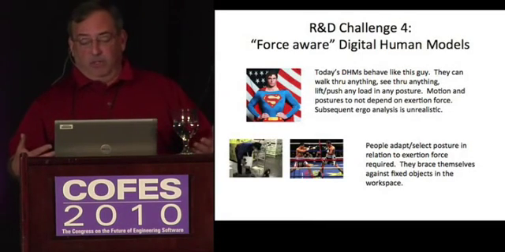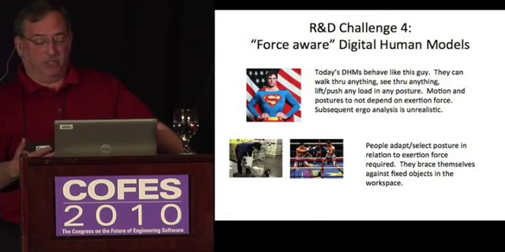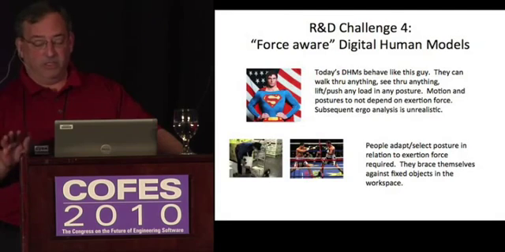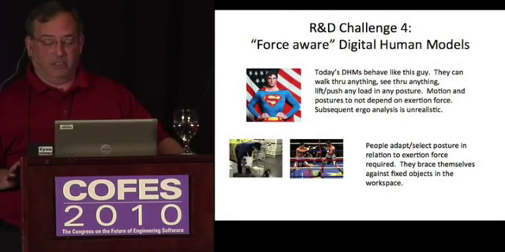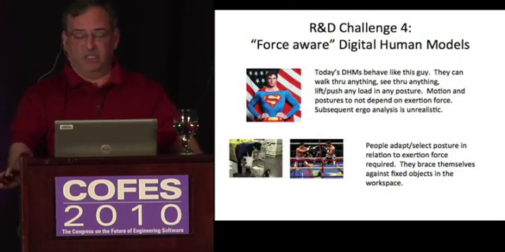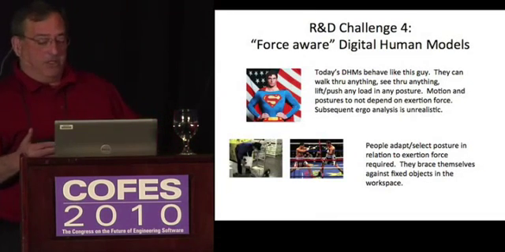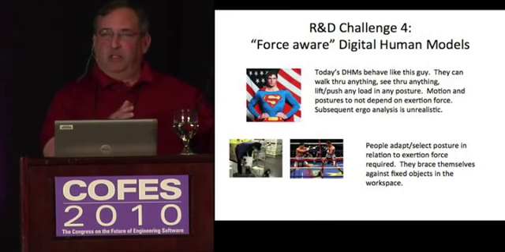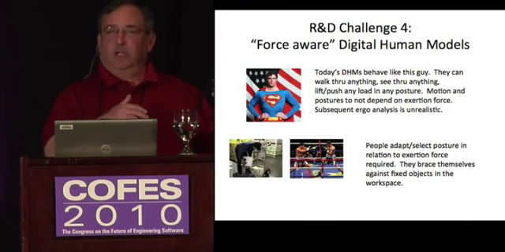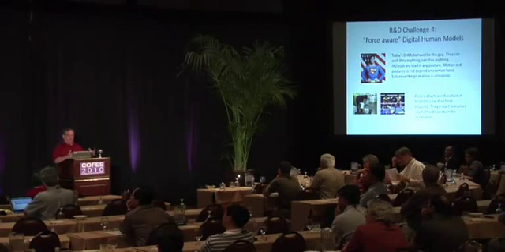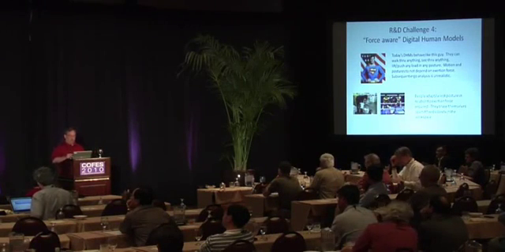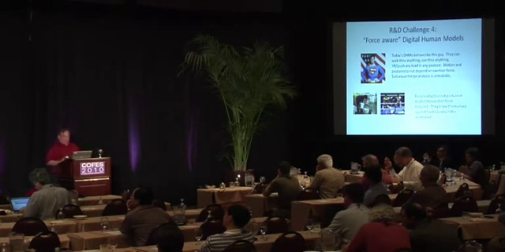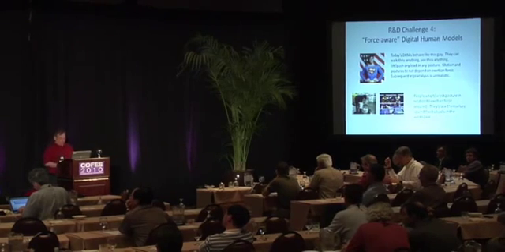And of course, real people adapt and select their postures in relation to the forces that they need to exert in the environment. They do that in very, very clever ways. They employ some very clever bracing strategies to assist in exerting those forces. So the first part of the DHM challenge is just to get them to be able to posture themselves realistically in cluttered environments without individual manipulating of the joints. Then have them also adjust their postures and motion in relation to the forces that they need to exert when they perform the tasks.